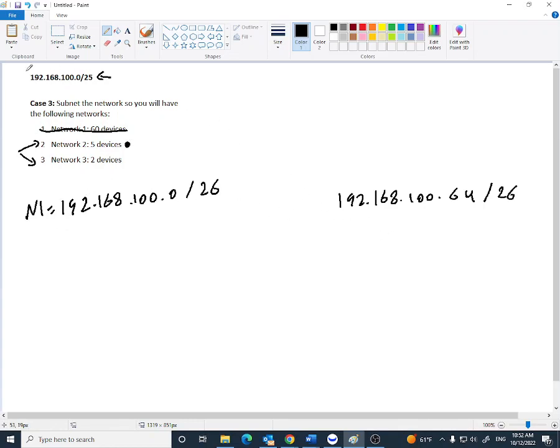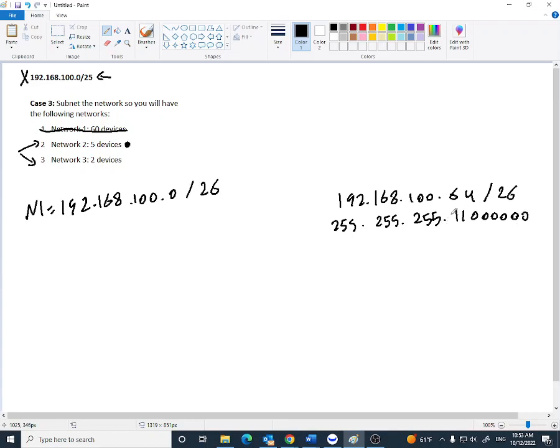I'm not going to look at the previous IP address anymore. This is the IP address that I am interested in, which is how do I use it to create a network with 5 devices only? Well, the idea is very simple. This is 26, so this is going to be 255.255.255.11, and then you got 6 zeros.